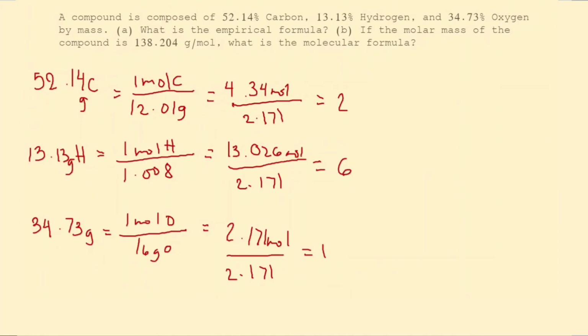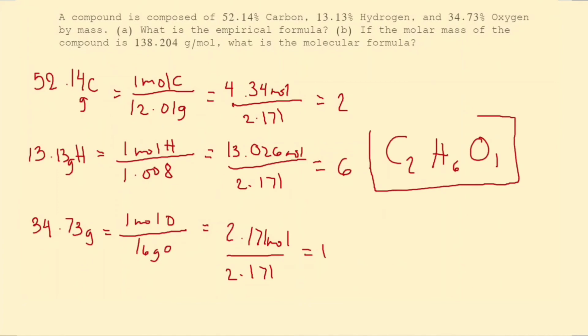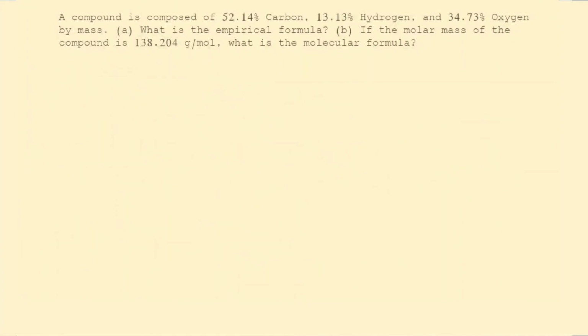Now, we have the subscripts. So the empirical formula is C2H6O1. If the element has a subscript of 1, like the oxygen, we can just write it as C2H6O. Now, let's move on to part B. If the molar mass of the compound is 138.204 grams per mole, what is the molecular formula?